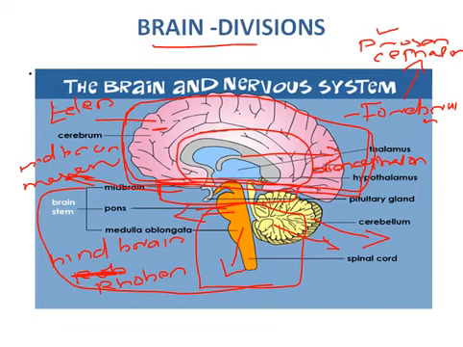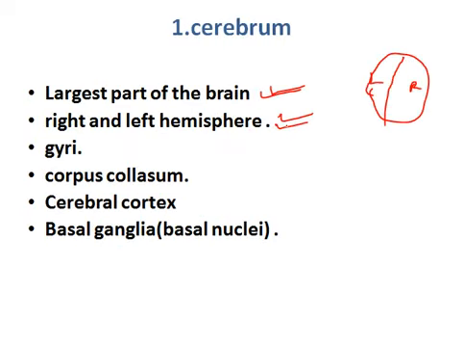See here you can see a wrinkled type of appearance. This is called gyri. Okay, then corpus callosum.